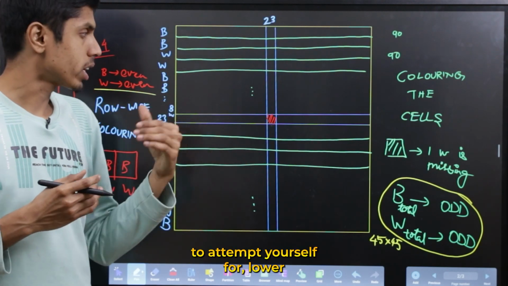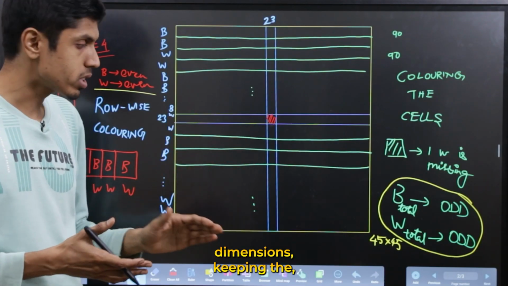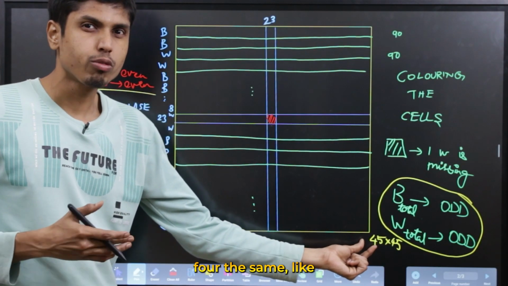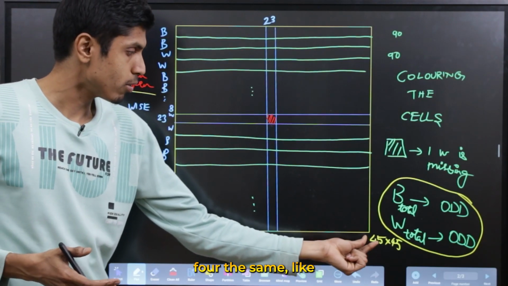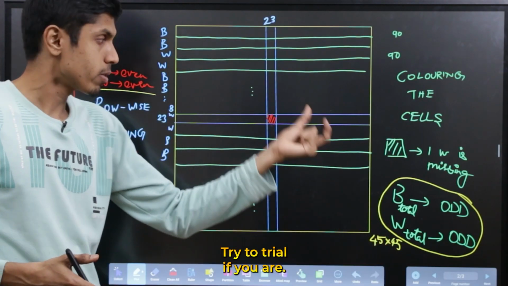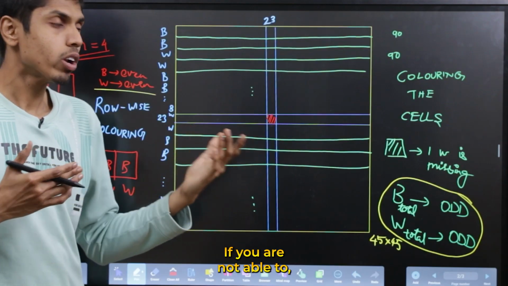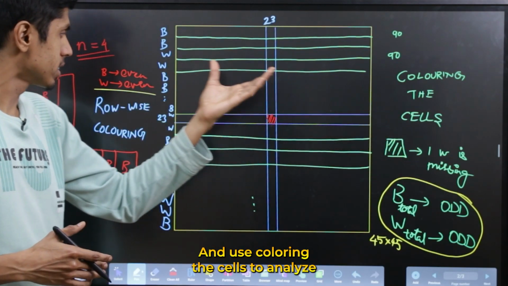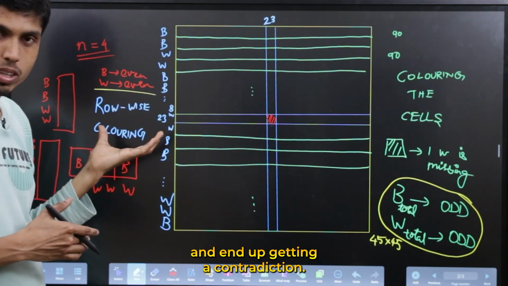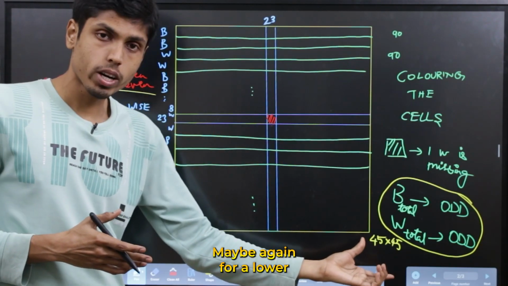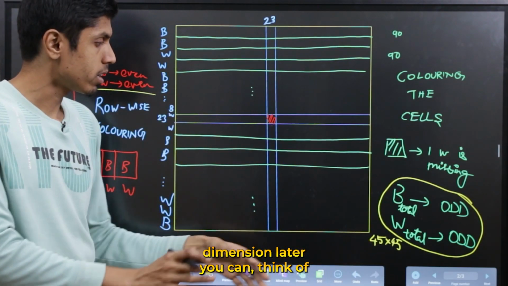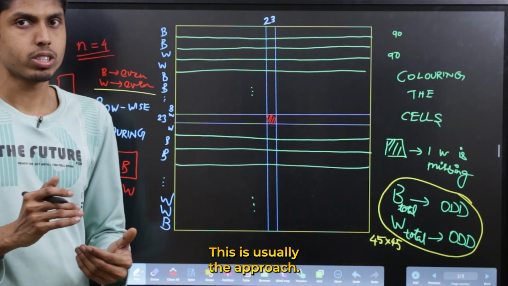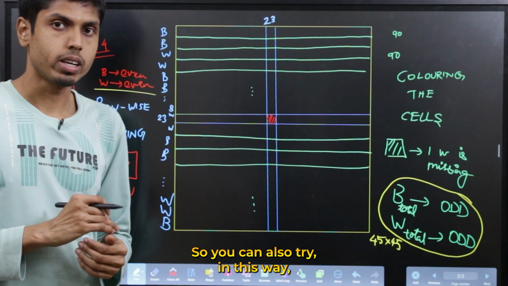You first have to attempt yourself for lower dimensions, keeping the congruence with respect to 4 the same, like 4k plus 1 cross 4k plus 1. Try to tile. If you're not able to, then probably conjecture it and use coloring the cells to analyze and end up getting a contradiction like this. Maybe again for a lower dimension. Later you can think of 45 cross 45. This is usually the approach, so you can also try in this way.